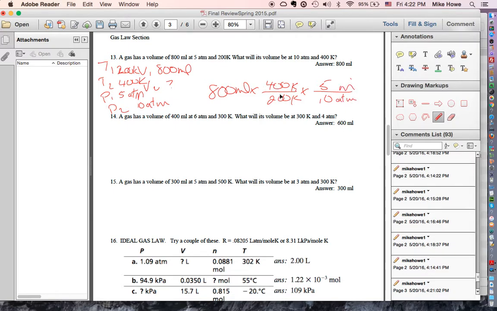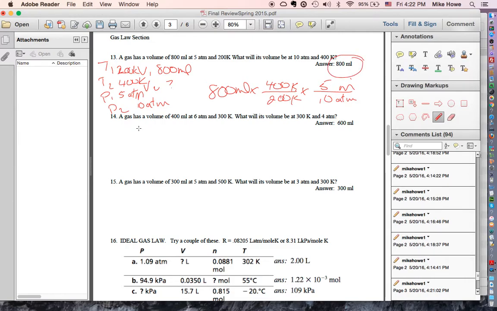So 400 divided by 200 is 2, but 5 divided by 10 is a half, so they cancel out. You multiply everything across the top, multiply everything across the bottom, but this factor cancels that factor because this doubles and that halves, so you get no net change. Final answer is 800 milliliters.